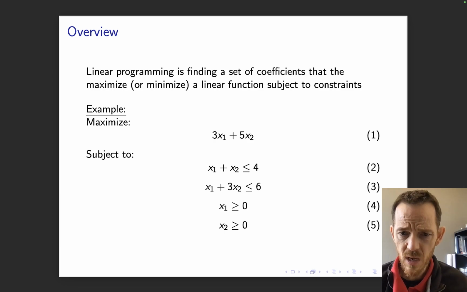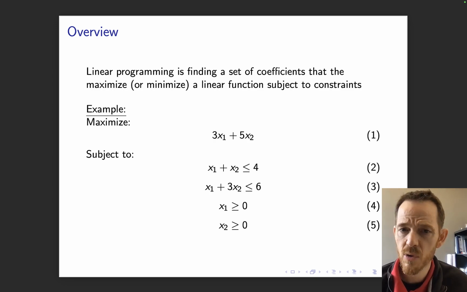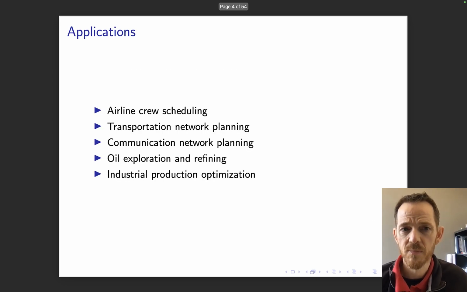So we could, for example, be seeking to maximize 3 times x sub 1 plus 5 times x sub 2, but it's subject to the constraints that the sum of those two variables has to be less than or equal to 4, and that x sub 1 plus 3 times x sub 2 is less than or equal to 6, with the non-negativity constraints on both x1 and x2.